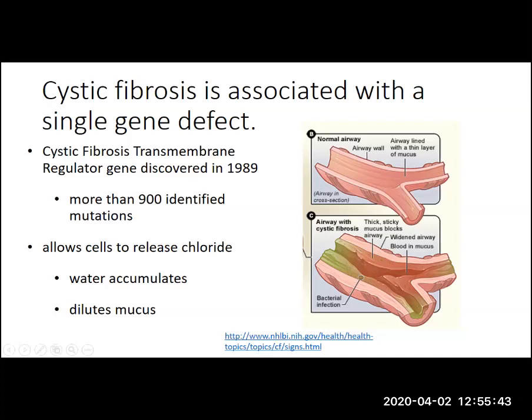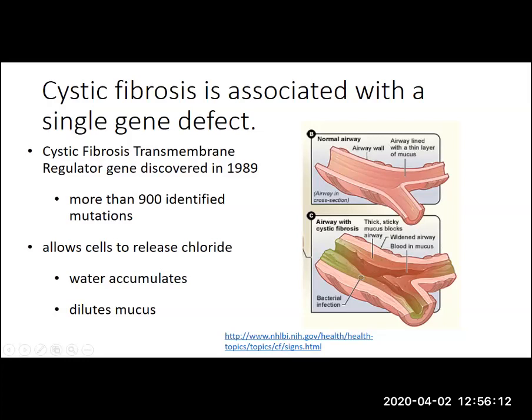These cells are normally going to be pumping chloride across their membrane, putting chloride into the airway space here. And what happens is that water is going to follow that chloride, attempting to dilute it. In doing so, water accumulates and dilutes the mucus that is normally found within the respiratory system.